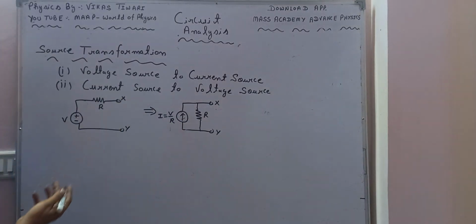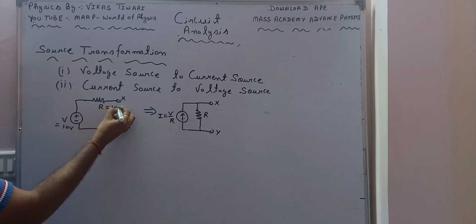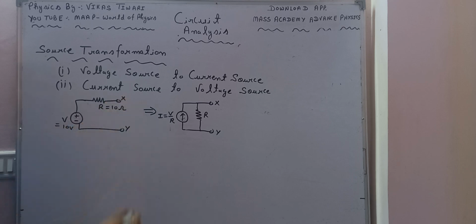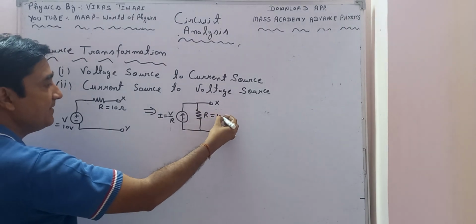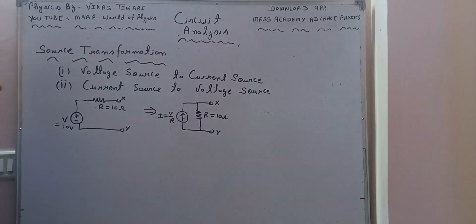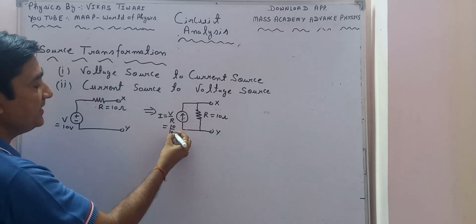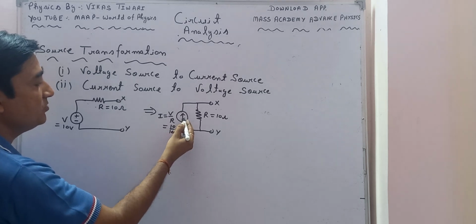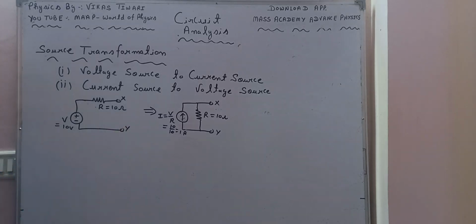Let's elaborate it by taking an example. If V is equal to 10 volt and R is equal to 10 ohm, in that case the value of the resistance is the same, whatever be the value of resistance here. So this is 10 ohm, and the value of this current source is 10 upon 10, which is equal to 1 ampere. So the magnitude of this current source is 1 ampere only.